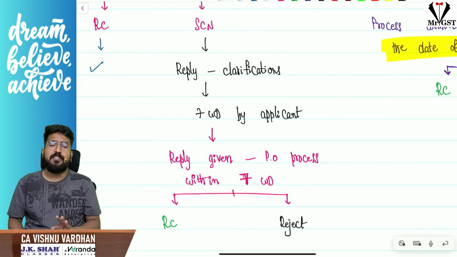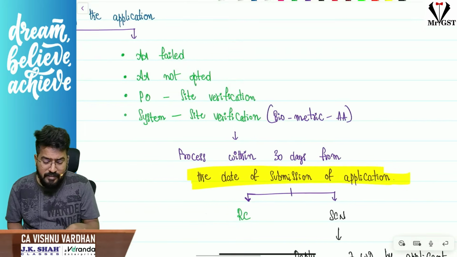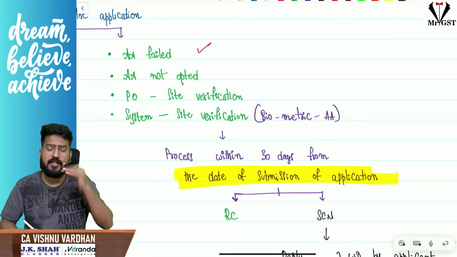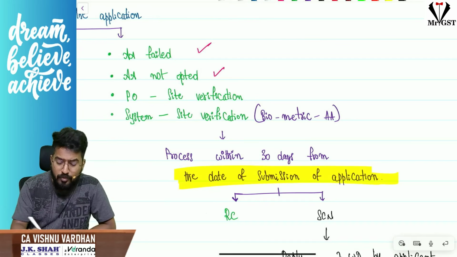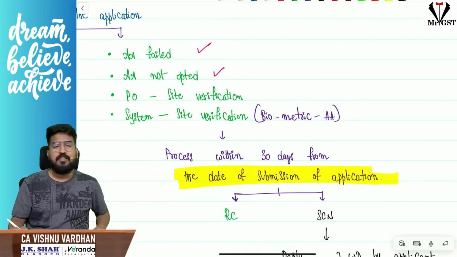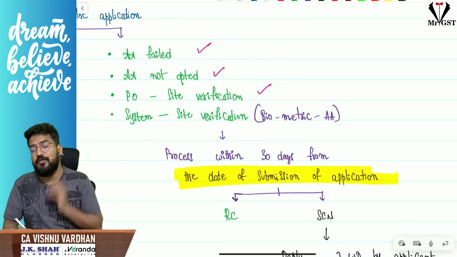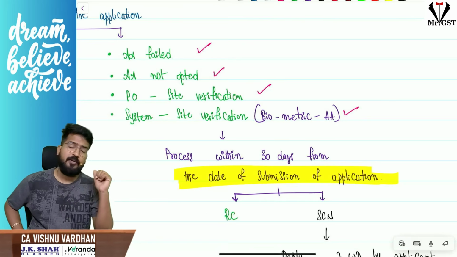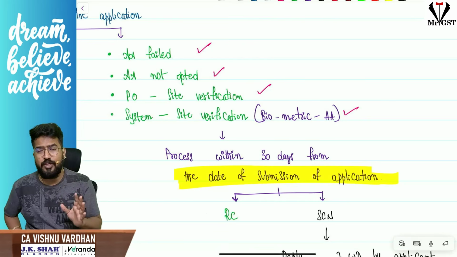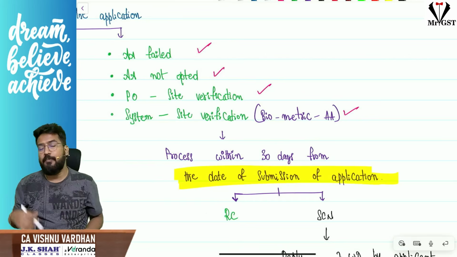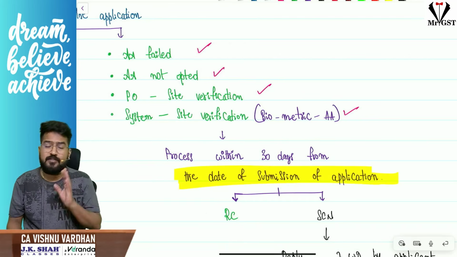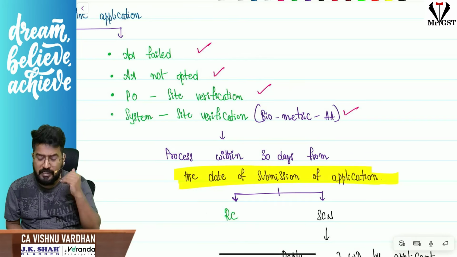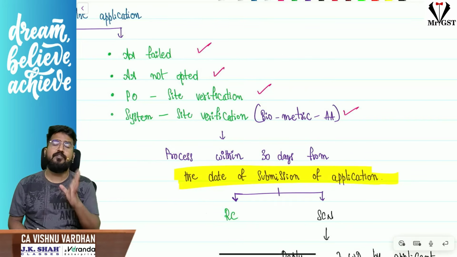Now the problem is, please understand, what if the Aadhaar authentication has failed? Maybe because of a name mismatch, or the mobile number is not available, or some technical reasons, Aadhaar authentication failed. Or you have not opted for Aadhaar authentication itself when applying for registration. Or the proper officer wants to carry out site verification. Or the system has selected your application for site verification and biometric based Aadhaar authentication, where there is no OTP verification and they take your thumb impression. For those cases, they will take 30 days from the date of submission of the application to process it.